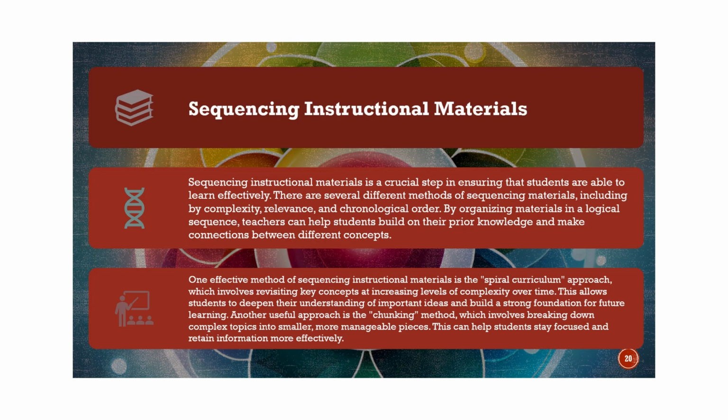Sequencing instructional materials is a crucial step in ensuring that students are able to learn effectively. There are several different methods of sequencing materials, including by complexity, relevance, and chronological order. By organizing materials in a logical sequence, teachers can help students build on their prior knowledge and make connections between different concepts. One effective method of sequencing instructional materials is the spiral curriculum approach, which involves revisiting key concepts at increasing levels of complexity over time.